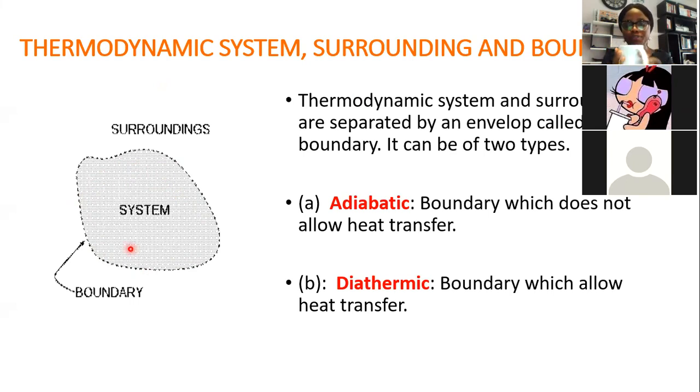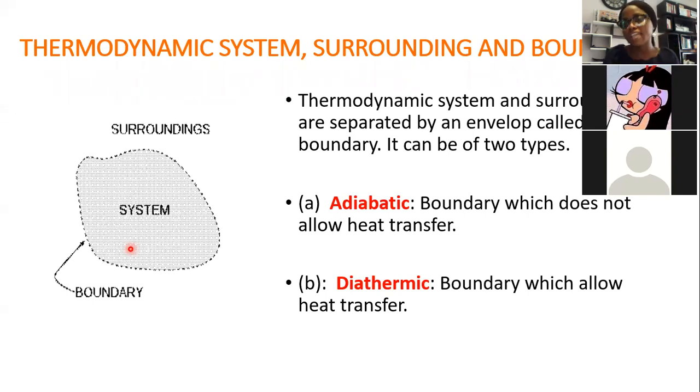This cup, just right outside this mug, is where my boundary starts, either in or out. This is the boundary. This is what limits my system to where it is. Surrounding is whatever you have outside of this boundary, including myself. Everything out here is my surrounding of the system. So a thermodynamic system and surrounding are separated by an envelope called the boundary. My boundary is this mug.